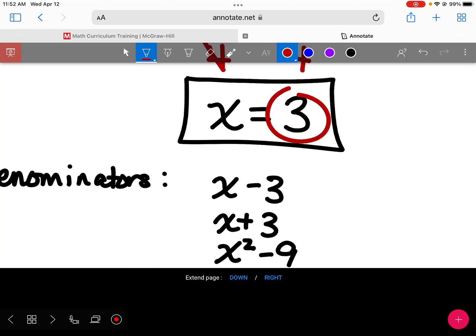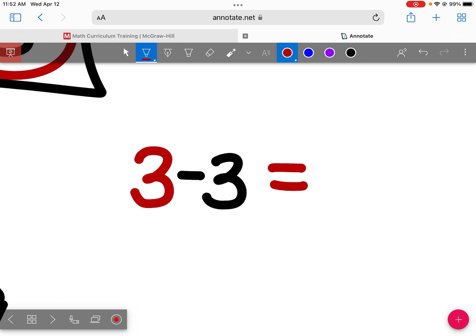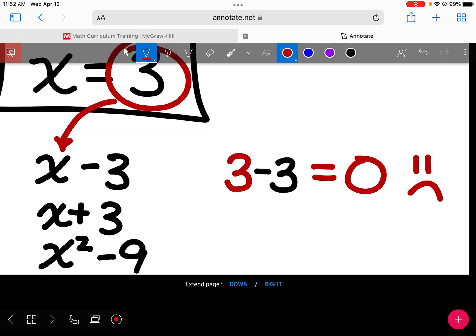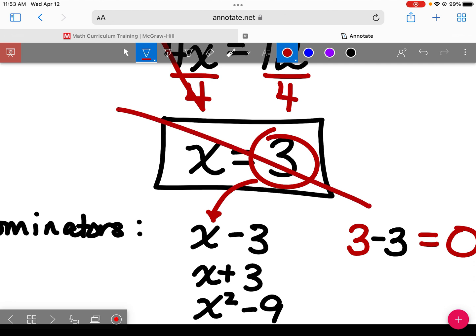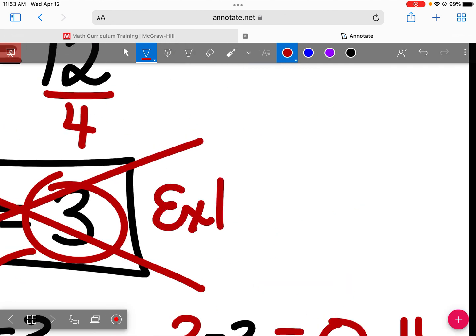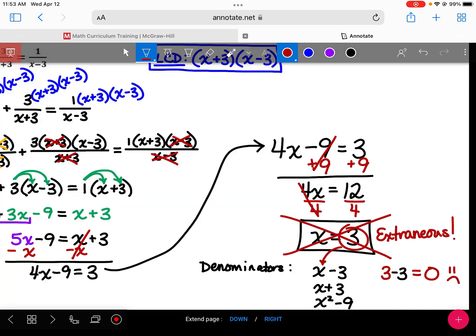So I'm going to take this 3 that we found. I'm going to put it in the place of the x here. So that would give me 3 minus 3, which you're right, that's equal to 0. That is no bueno. What does that mean about this then? Yeah, it's not valid, it's extraneous. Did I have any other answers that I need to check? The only answer I found I had to throw out. So what's my solution? No solution.